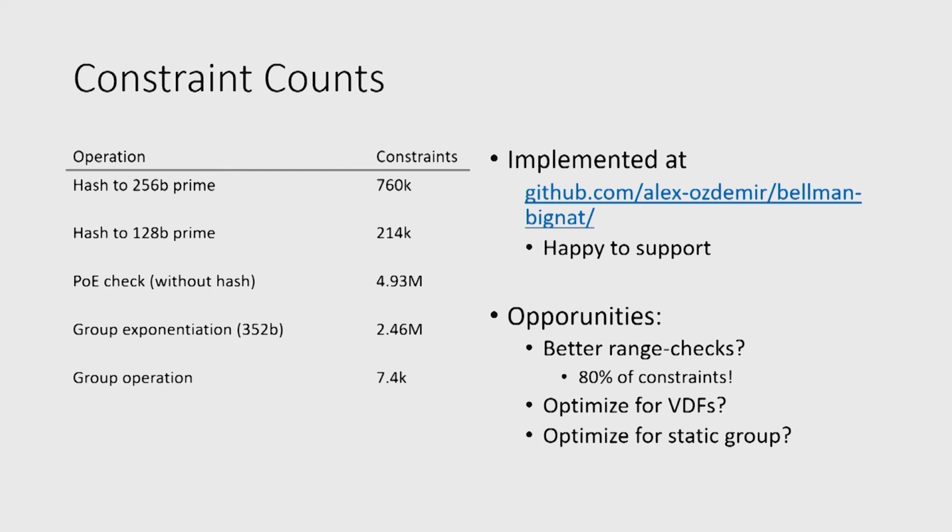And then just an overview of what I think are the opportunities to do this better. Justin listed a few earlier, and here are a few more. If there's some way of doing better range checks, maybe with custom gates, this would be huge. So for these numbers, like 80% of these constraints are just doing range checks, repeatedly checking that different values are less than 2 to the 32. If we could do that better, these costs go down dramatically.